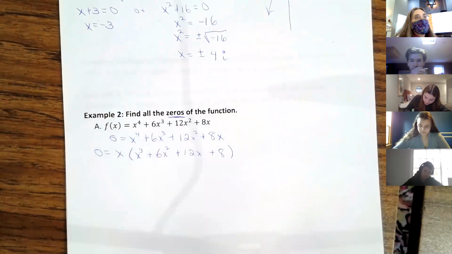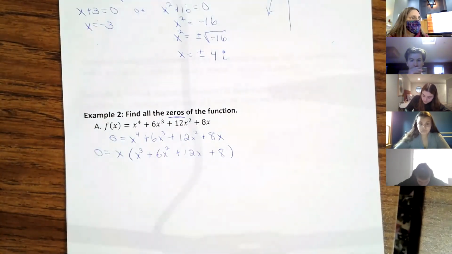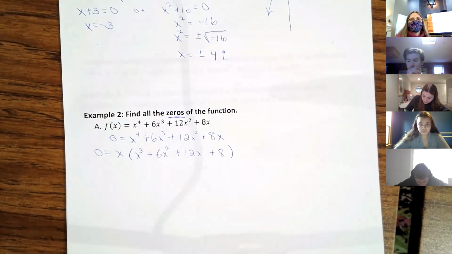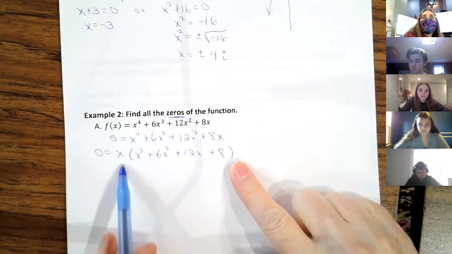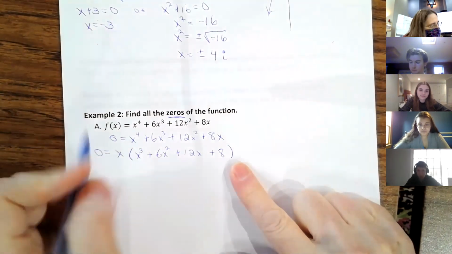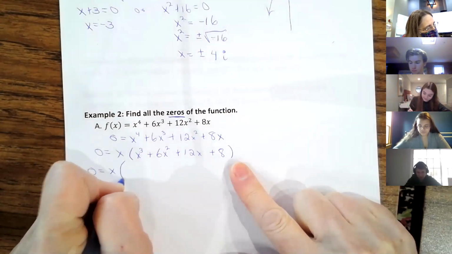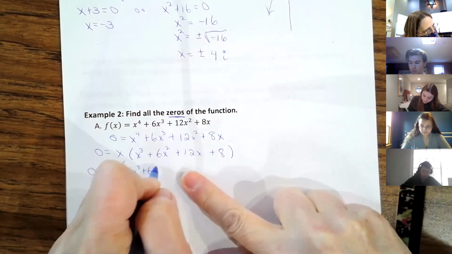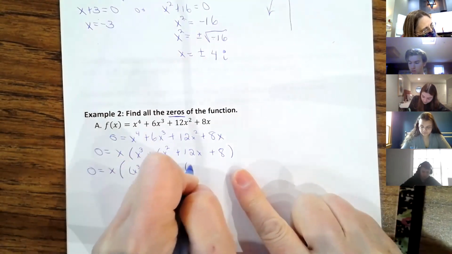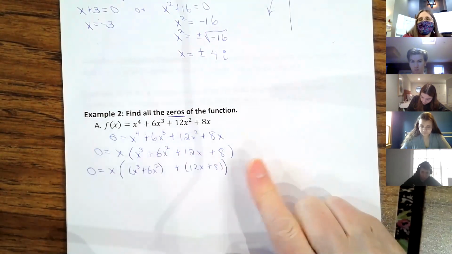Okay. Now this problem looks exactly like the one that we did before. So can we factor the part inside the parentheses by grouping? Emma says yes, and so does Eli. So here we go. Our first pair is x cubed plus 6x squared. And our second pair, 12x plus 8.